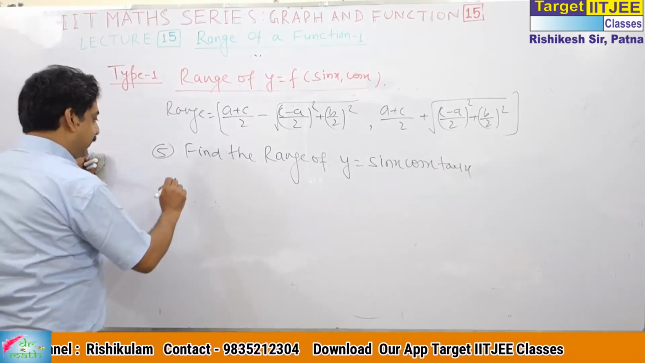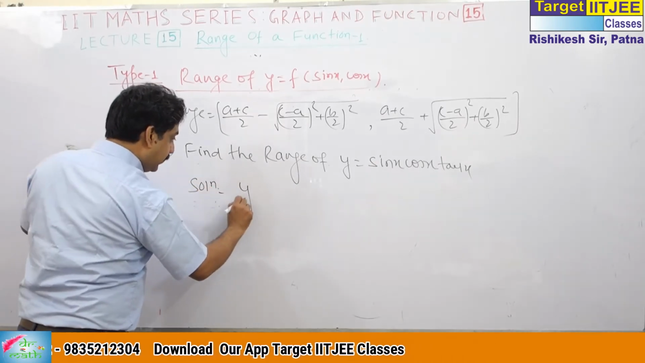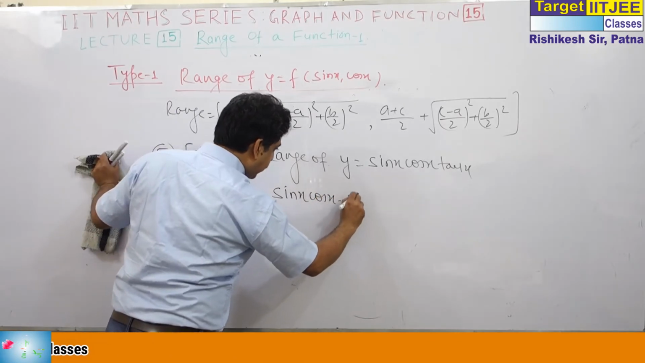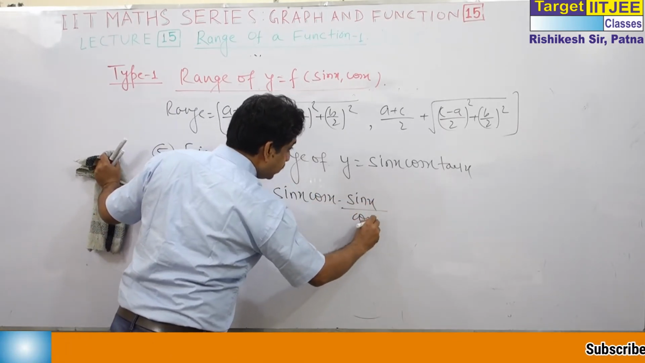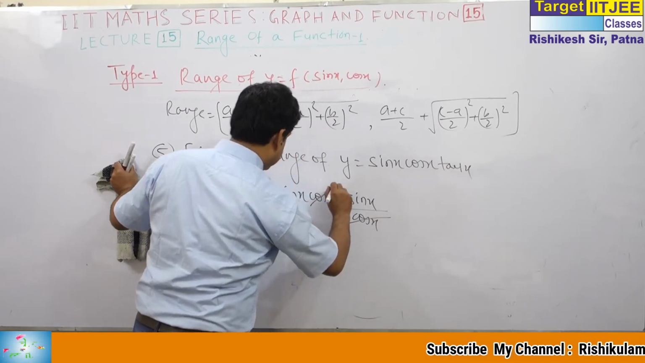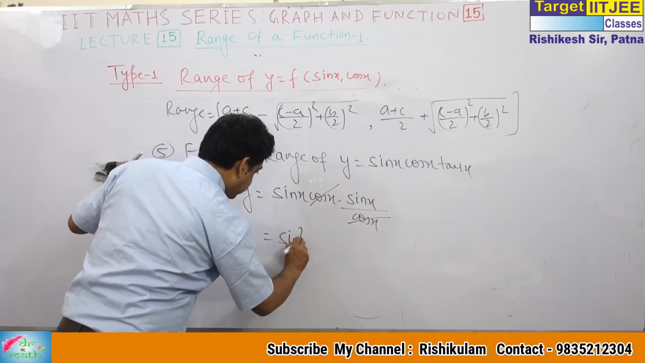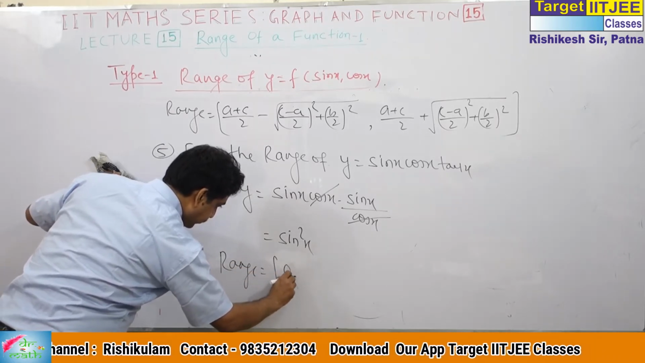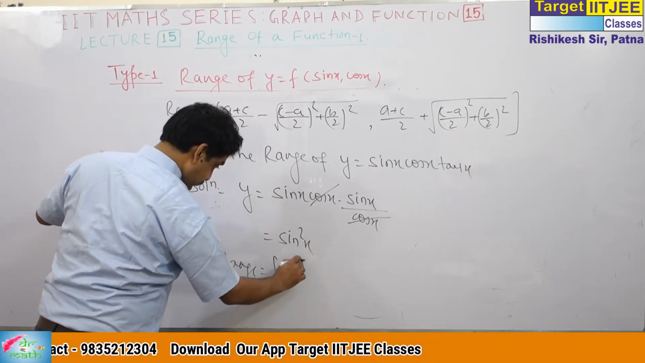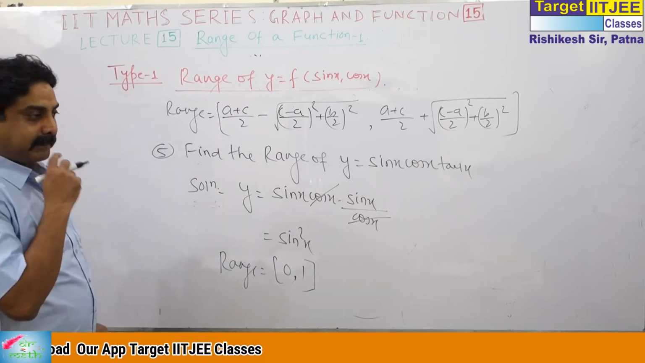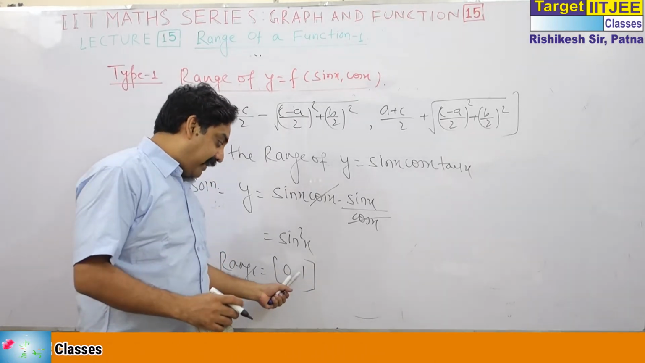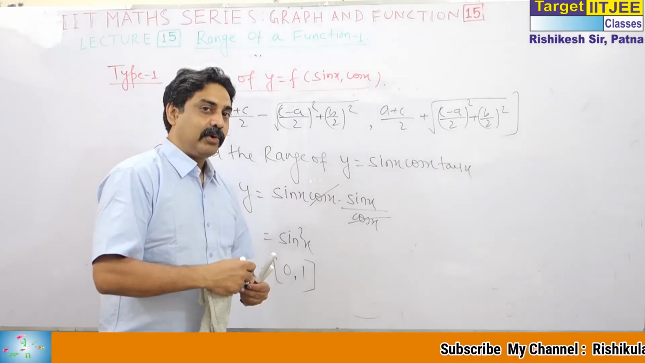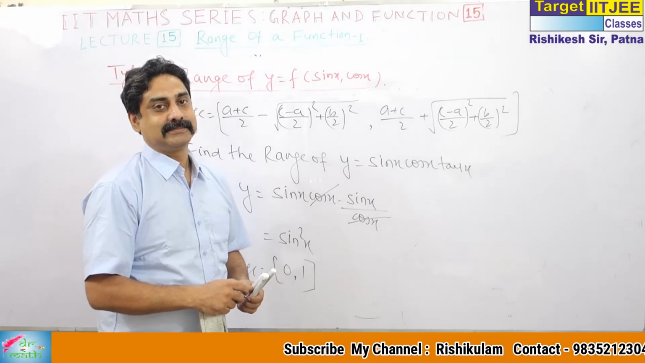Okay, I think you have done. What you did? y is equal to sin x into cos x into sin x by cos x, that is tan x as sin x by cos x. This is what? Sin square x. So what is the range? 0 to 1. Is it correct? If you have written this, you lose marks, 4 plus 1, 5 marks.